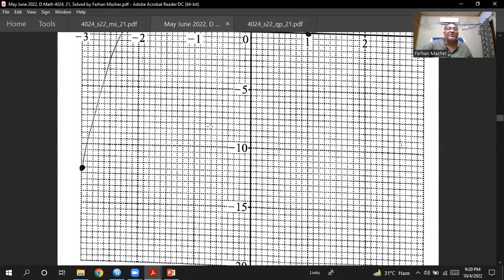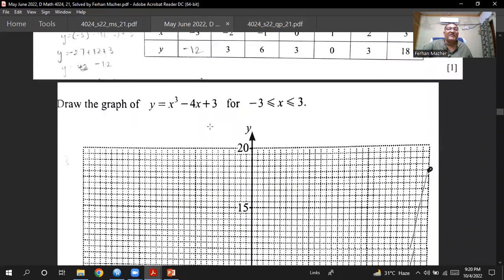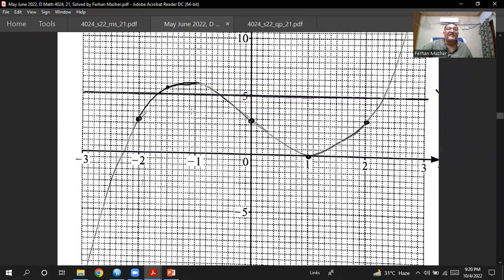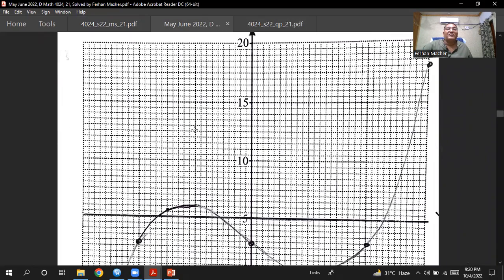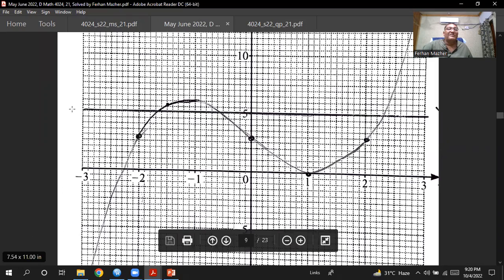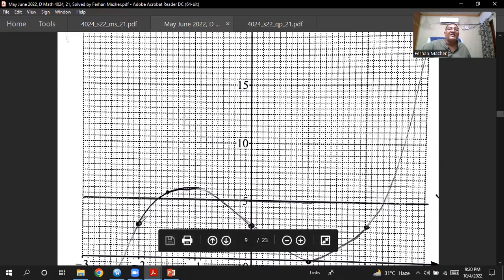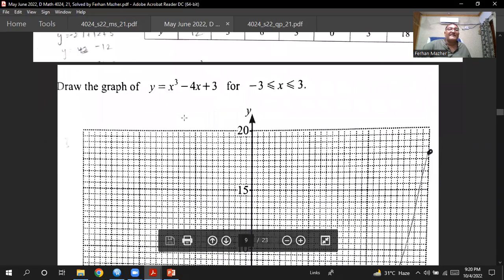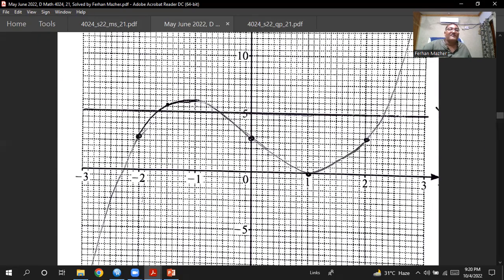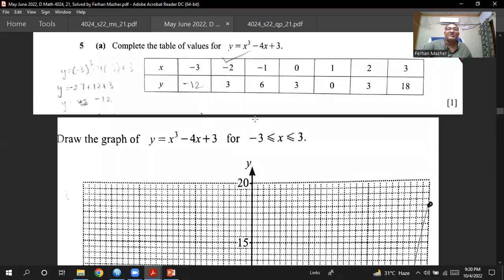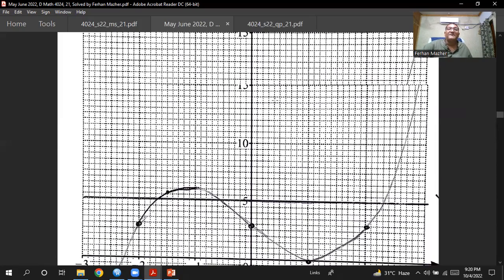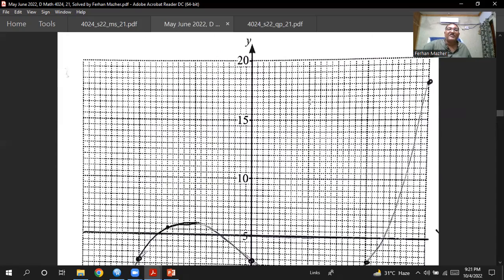So you can see one point is minus 3, minus 12. At minus 2, you have positive 3. Then I will take minus 1: at minus 1, you have 6. I have also taken another value, at minus 1.5, which is here. Then at 0, the value is 3. You plot this point. Then at 1, you will have 0.